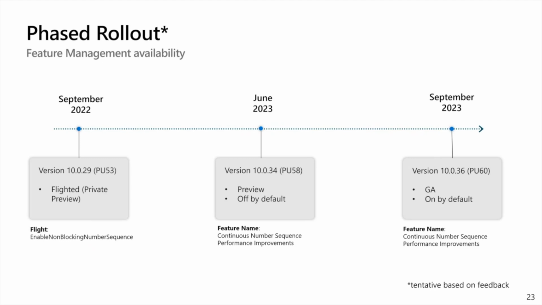We do plan to preview it in 10.34, and with 10.34 you don't need the flight. You can see it through feature management, and you will see it with the name of continuous number sequence performance improvements. The state will be off by default, but with 10.36, which is an October major release, we do plan to go GA, generally available, with this feature, and also we plan to turn it on by default with the same name. And of course, if you don't want this feature to be used, you can turn it off, but by default, the value will be on. It will not be mandatory in the 36 release.